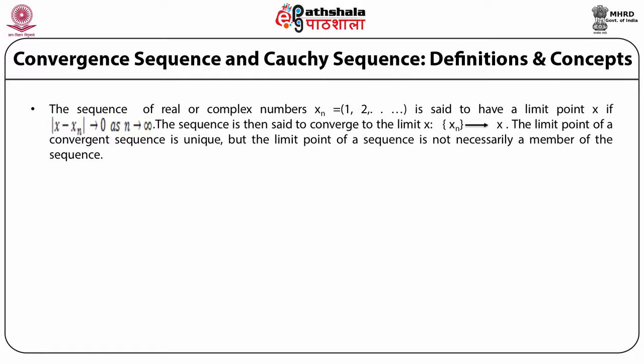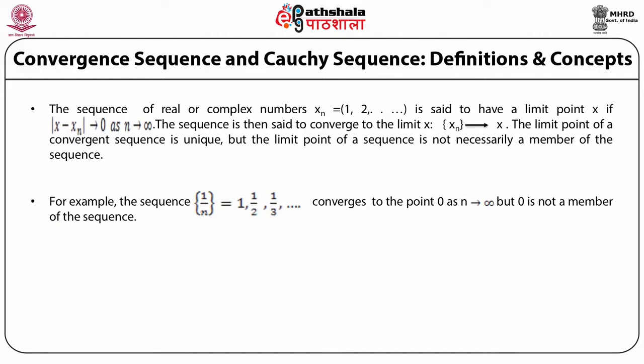The limit point of a convergent sequence is unique, but the limit point of a sequence is not necessarily a member of the sequence. This can be understood through an example. Let us consider the sequence {1/n} = 1, 1/2, 1/3, and so on. This sequence converges to the point 0 as n tends to infinity, but 0 is not a member of the sequence that we have just considered.